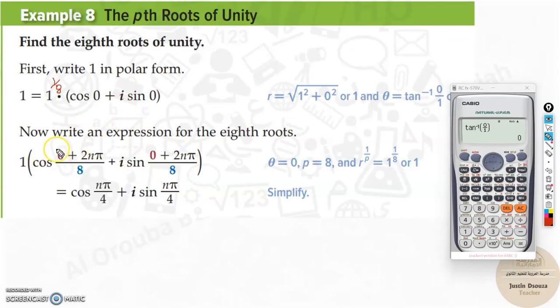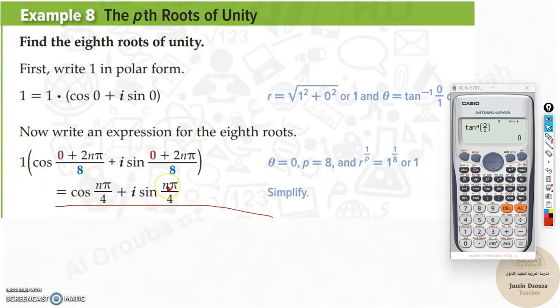Now let's simplify this. 0 is gone. 2 1s are 2, 4s are 4. So you will have n pi by 4. Even in the sine, it is n pi by 4. But what about this 1 radius? Multiply it inside. 1 times, it's the same thing. Even over here, it's the same thing. So this is how we get this.